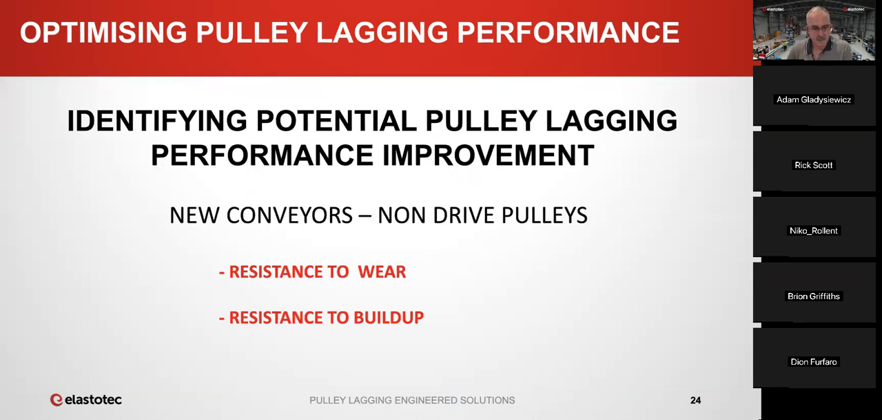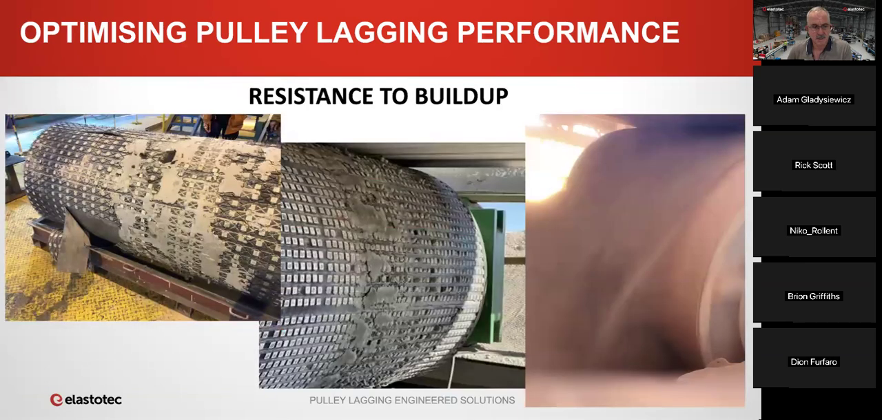The second criteria, apart from wear, that we're going to look at is build-up. And these photos show you some typical examples of build-up. These are all pulleys operating in contact with the dirty side of the belt. The one in the center is quite interesting. We don't see this in Australia, but it's a very common problem in Chile and Peru.